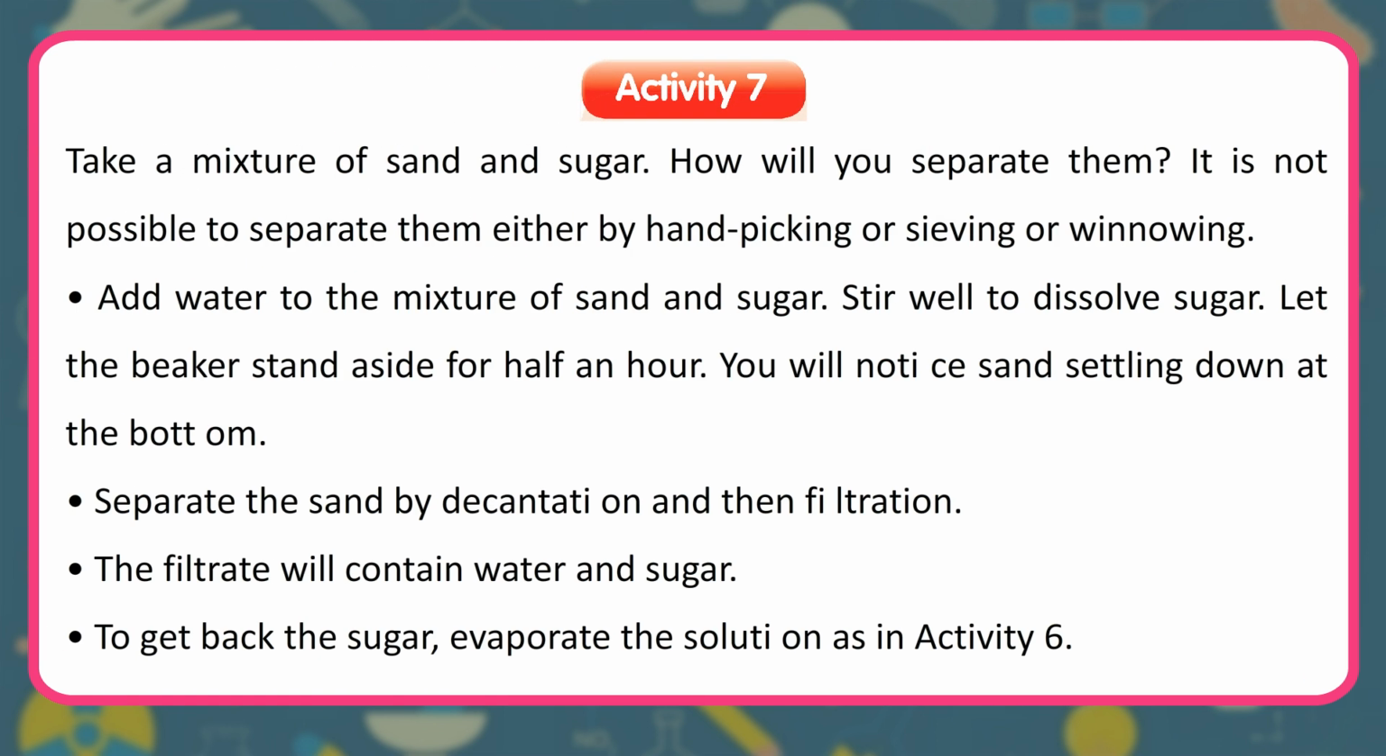Activity. Take a mixture of sand and sugar. How will you separate them? It is not possible to separate them either by hand picking or sieving or winnowing. Add water to the mixture of sand and sugar. Stir well to dissolve sugar. Let the beaker stand aside for half an hour.